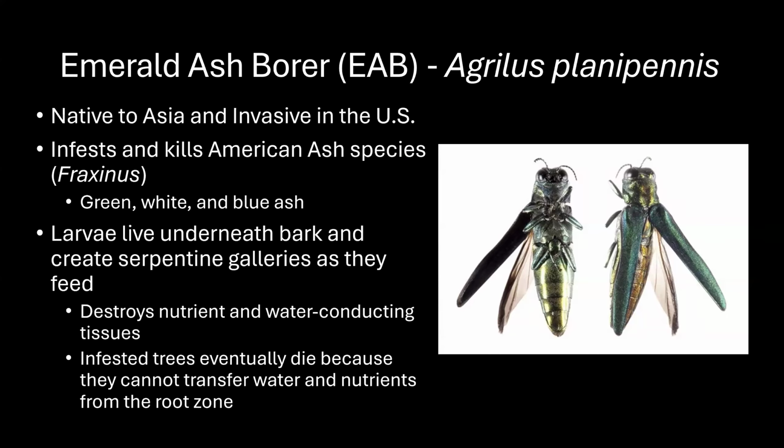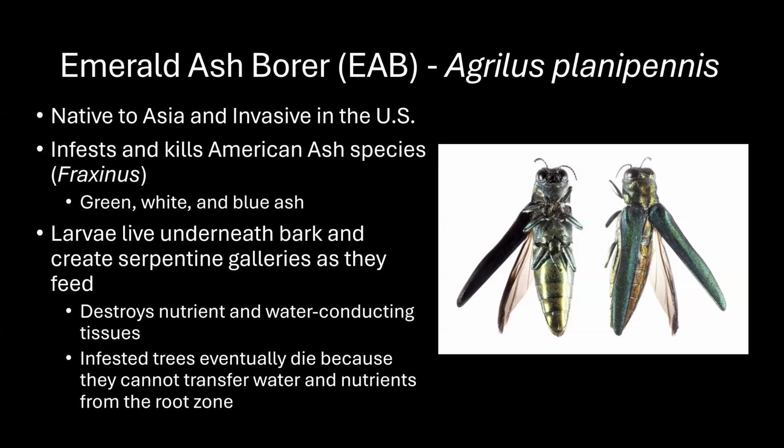Okay. So we have the emerald ash borer, and a lot of times it goes by EAB. If you see that in publications, they just have that acronym. But this is an insect that is not from the United States. It is native to Asia and has unfortunately spread and become very invasive. This is able to infest and kill all of our American ash species, so anything that belongs in that Fraxinus genus. So this affects green, white, and blue ash. So all the ones that we talked about.